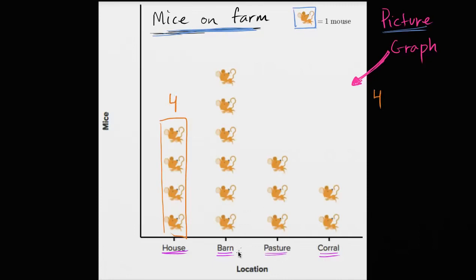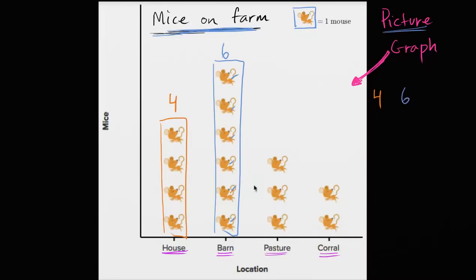How many in the barn? Well, same idea. 1, 2, let me do it in a different color. 1, 2, 3, 4, 5, 6. So there are 6 mice in the barn. Let me just write that down. So 6 mice in the barn.